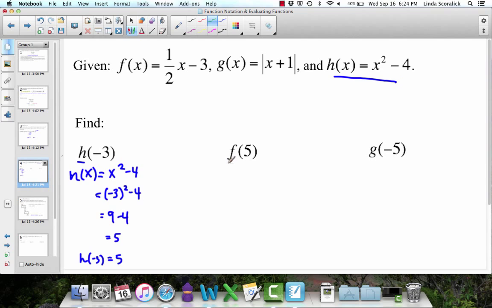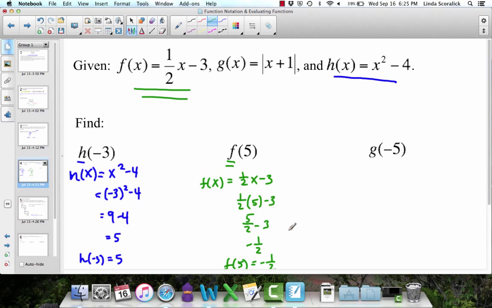What about f of 5? The name of this function is f, so we're going to get the f function. We see that f of x is 1/2 x minus 3. I'll take the input of 5 and substitute it for x. So we have 5 halves minus 3, which would be negative 1/2. So f of 5 is negative 1/2. I recommend that you pause the video at this point and try the last one on your own.